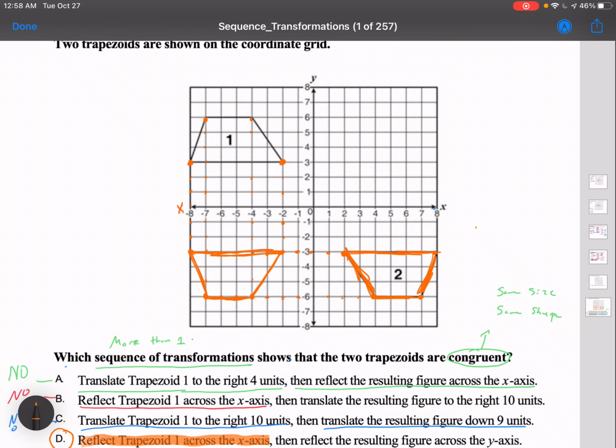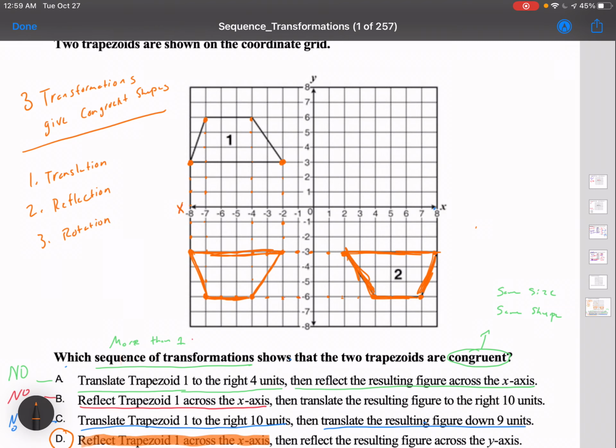Okay, so I want you to add one thing into your notes. Only 3 transformations give congruent shapes. So add this to your notes. The first one is a translation. The second one is a reflection. And the third one is a rotation. Because all 3 of these create same size, same shapes, okay?